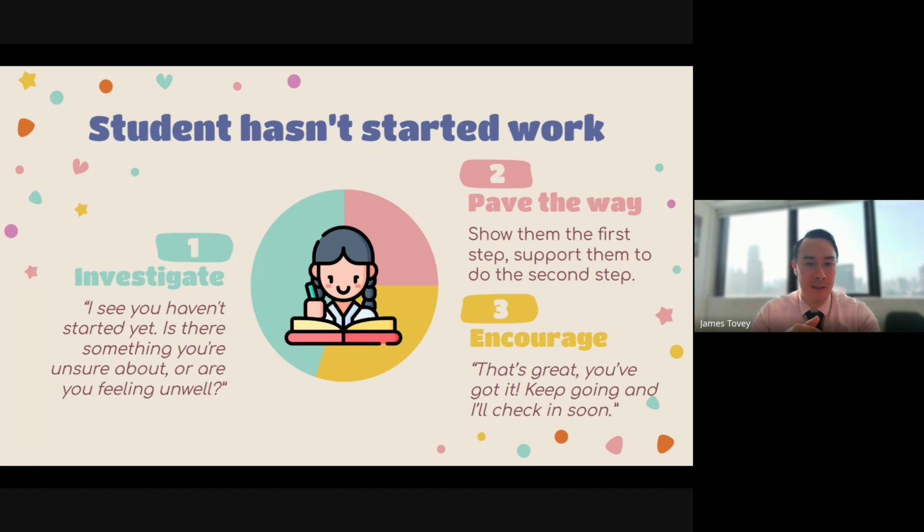Right? So investigate, pave the way, help them get through it, and then encourage them to continue on by themselves, and come back and remind them. Don't just say you'll come back and check in, actually do it.